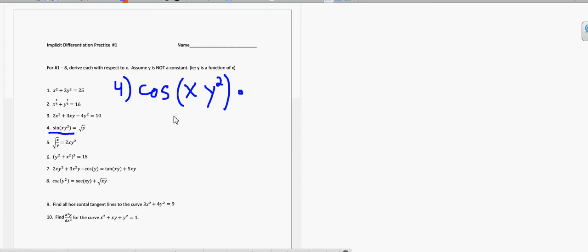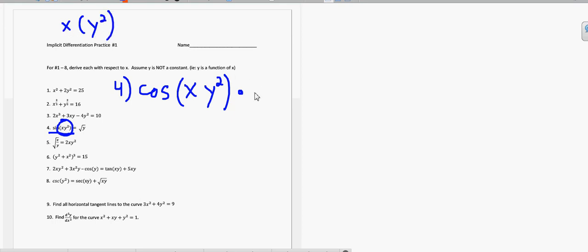Now we're going to multiply by the derivative of the inside. We've derived the outside. Sine turns into cosine when you derive it. Inside stays the same. Now we're going to multiply by the derivative of what's inside, and that's xy squared, and that requires the product rule. Again, it's x times y squared.